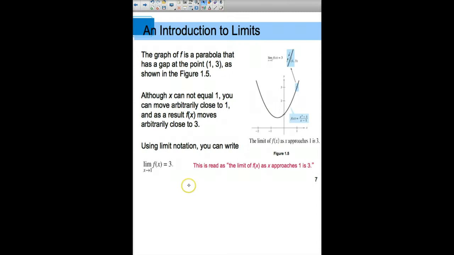So the graph of f is a parabola that has a gap, or we call it a hole, at the point (1, 3). Although x cannot equal 1, you can move arbitrarily close to 1. Arbitrarily means there's no certain distance that you're going to go away from 1. You're just getting closer and closer. As a result, f of x moves arbitrarily close to 3. So this is called limit notation, and you read it, the limit of f of x as x approaches 1 is 3. So instead of writing all those words in math, we just write this shortcut, okay?